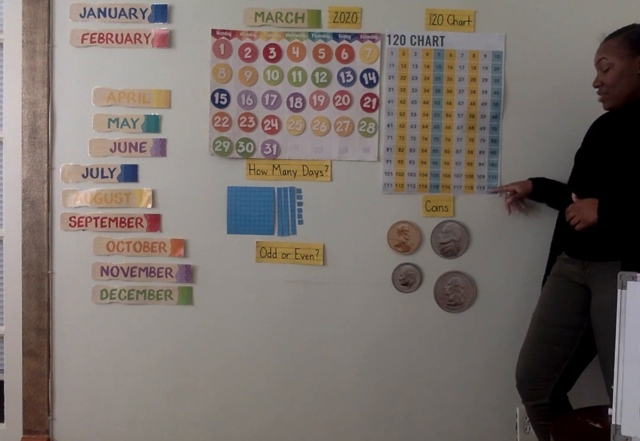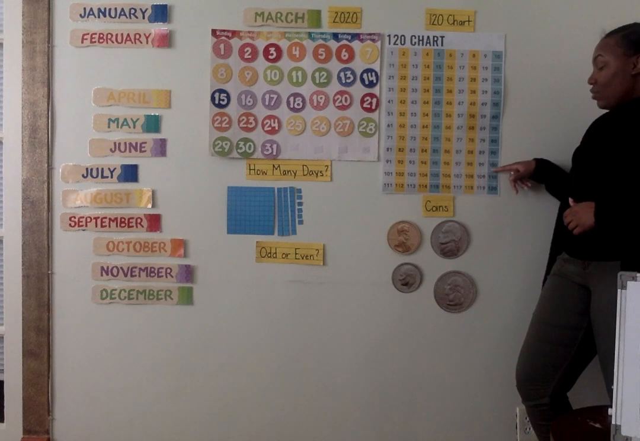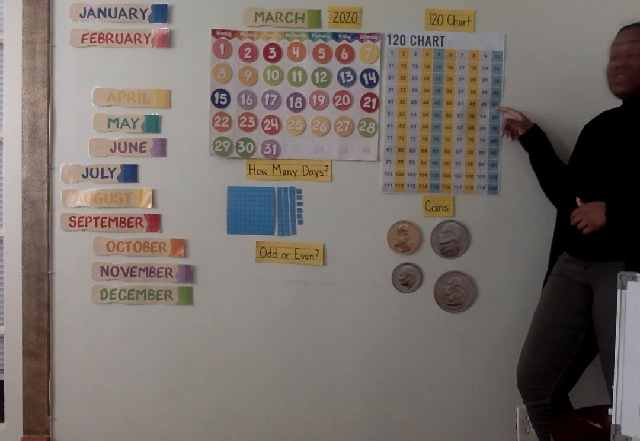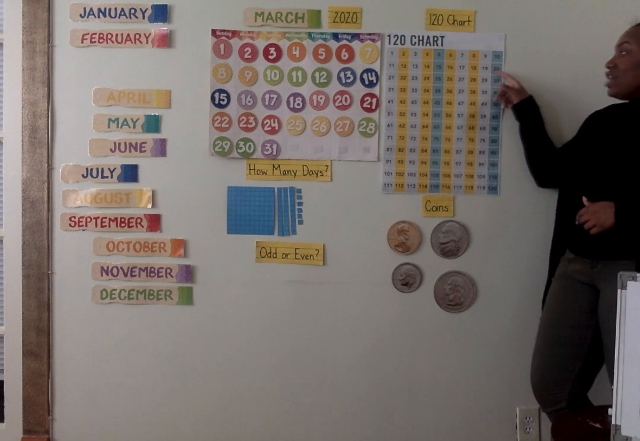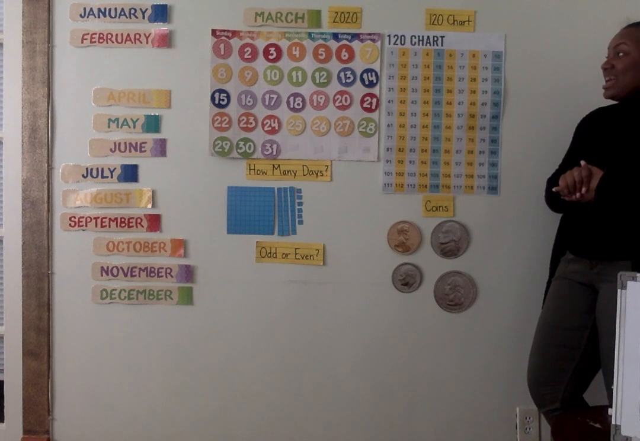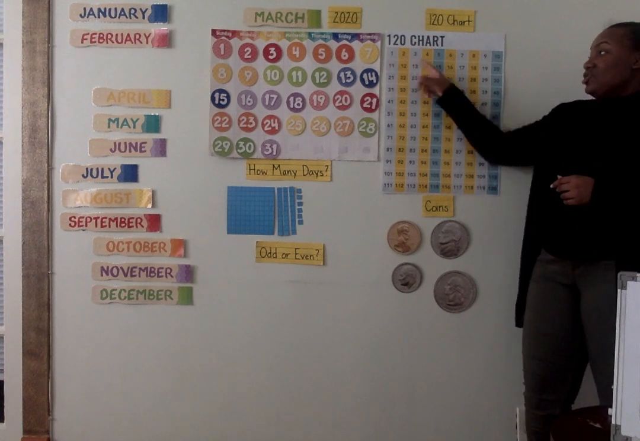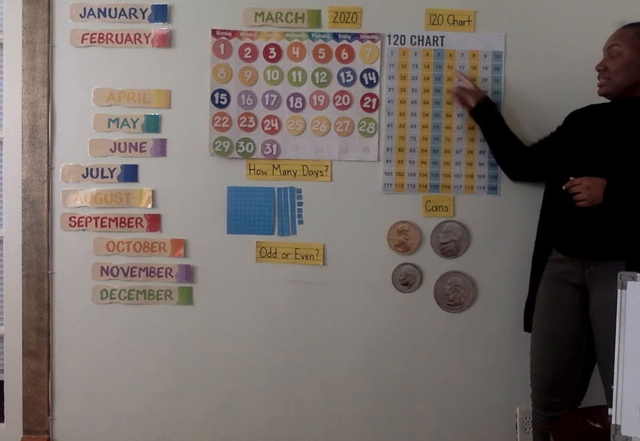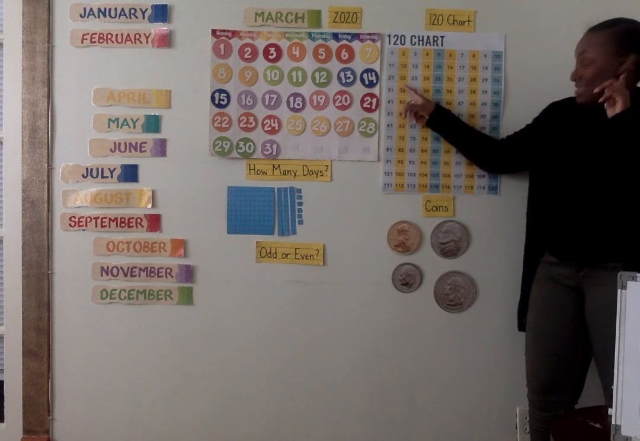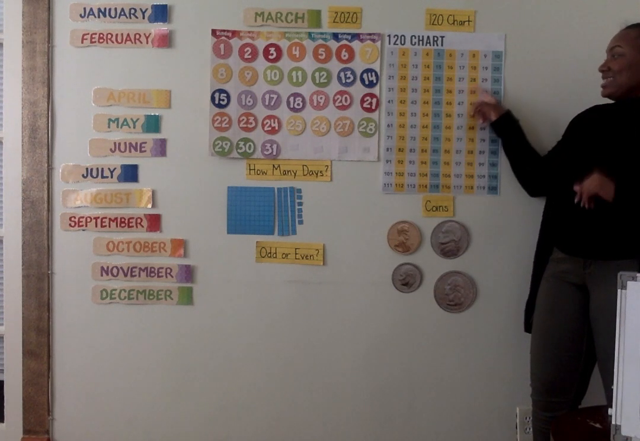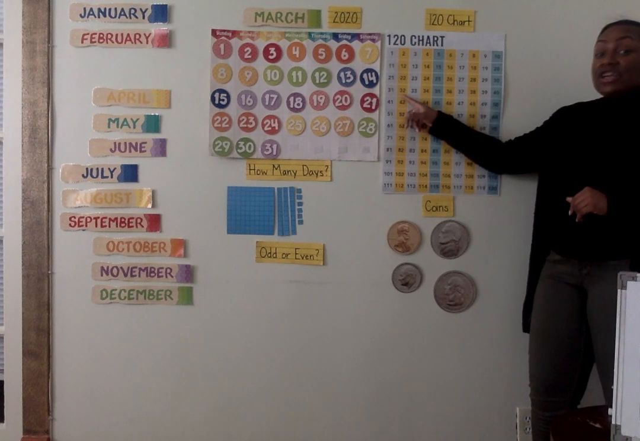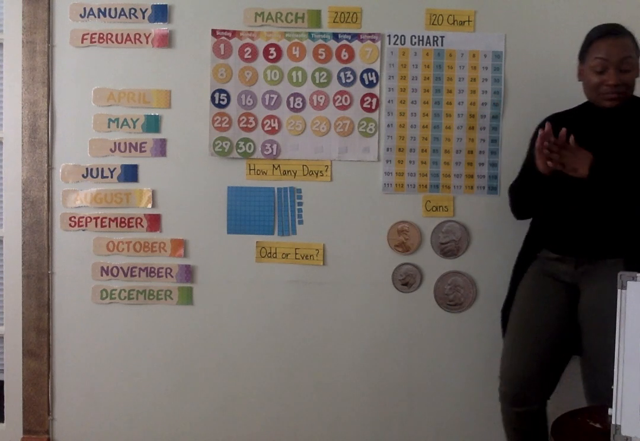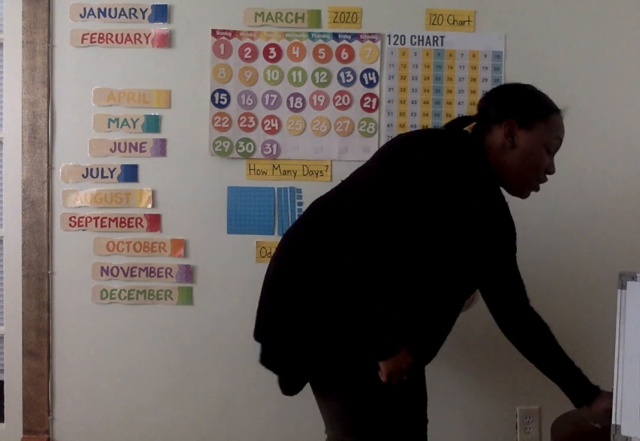Now let's count back by 10s, starting at 120. Get ready. 120, 110, 100, 90, 80, 70, 60, 50. Let's count by twos, get ready. 2, 4, 6, 8, 10, 12, 14, 16, 18, 20, 22, 24, 26, 28, 30, 32, 34, 36, 38, 40. Great.